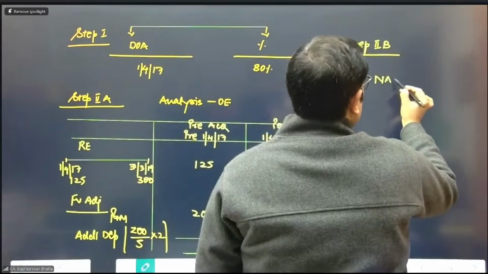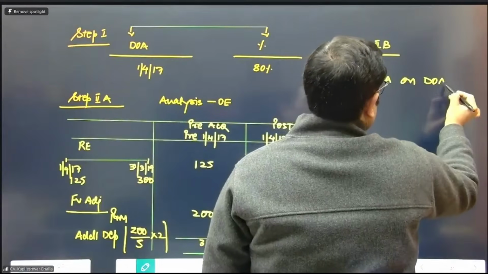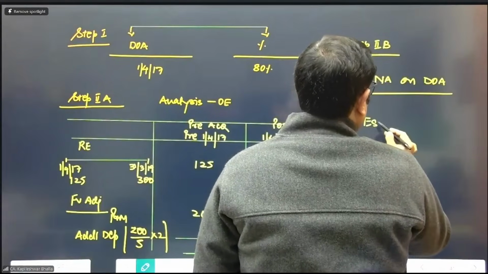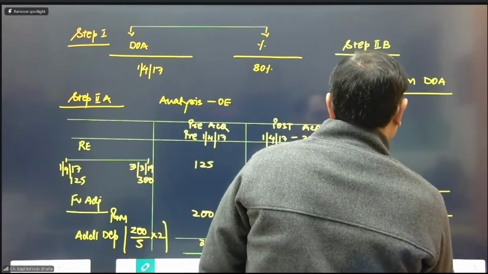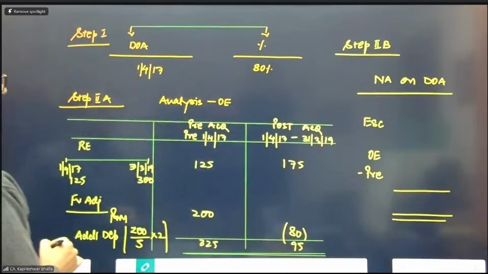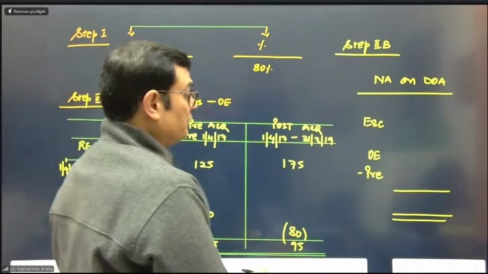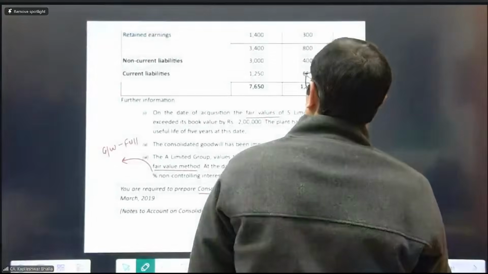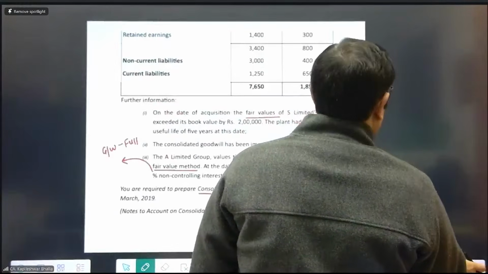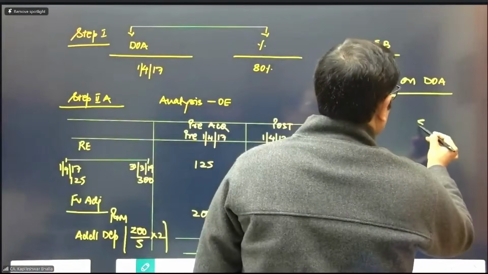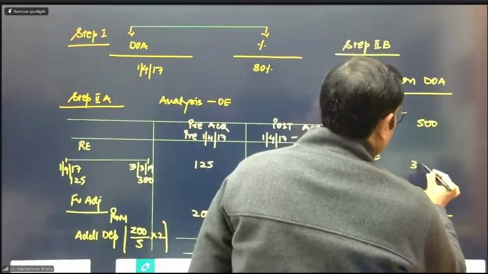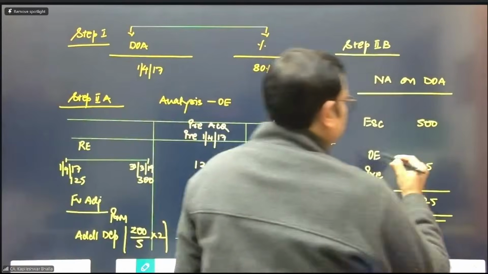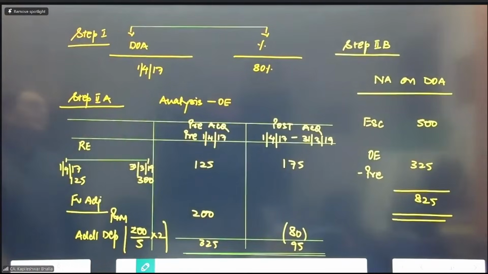So we just need the net assets on date of acquisition, sum total of the equity share capital, as well as other equity, which is pre-acquisition in nature. So let's go back to the balance sheet to see the equity share capital of the subsidiary. Equity share capital of the subsidiary is 500. And the pre-acquisition equity is 325. So I think that works out at 825. Wow. So I think my step number 2A and step number 2B is done.